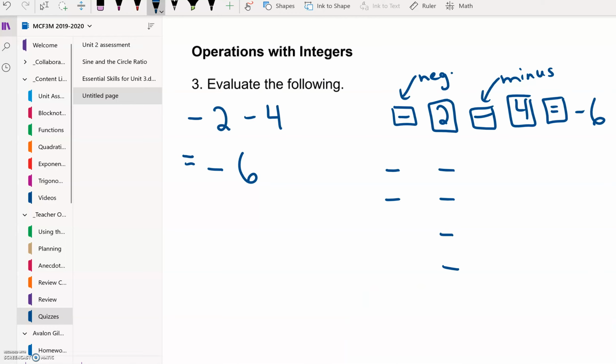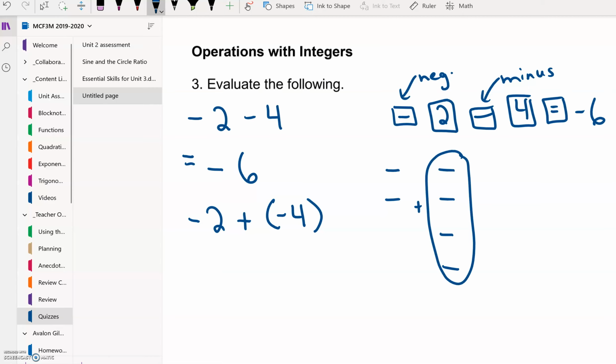Another way that some students like, instead of writing -2 minus 4, you could put -2 plus -4. That makes more sense because that's having 2 negatives plus another 4 negatives. So again, there's various ways to do this as long as you check your work in your calculator to make sure that you get -6 because there's no other correct answer.